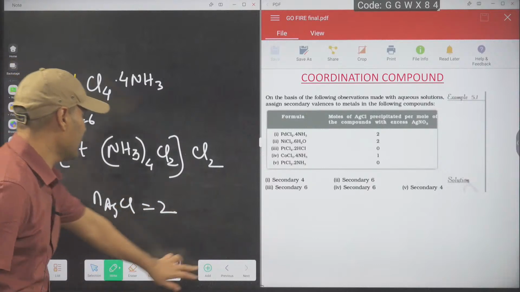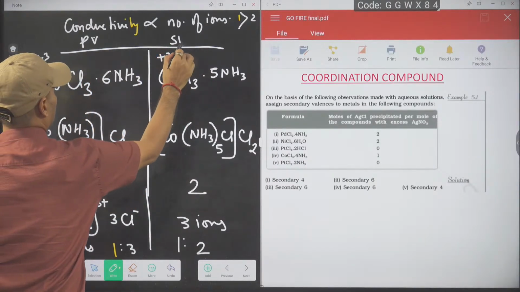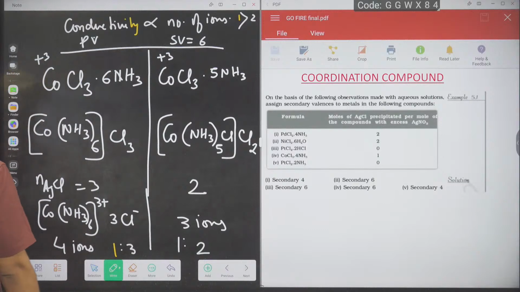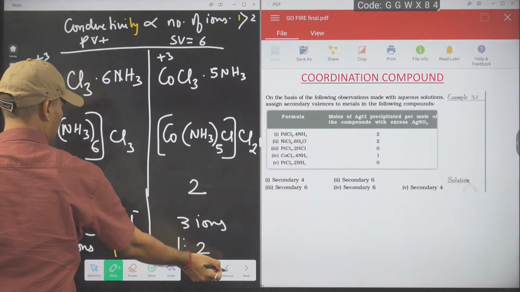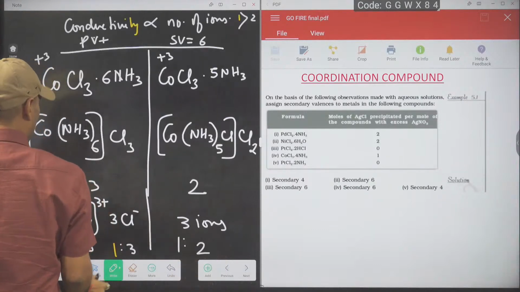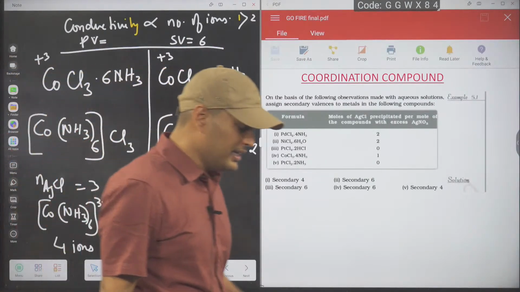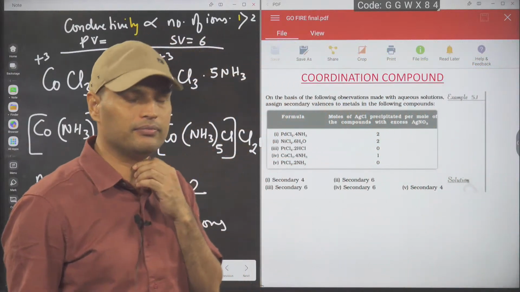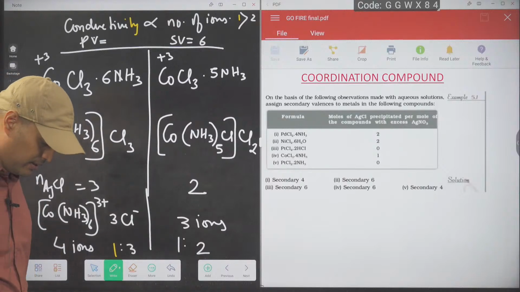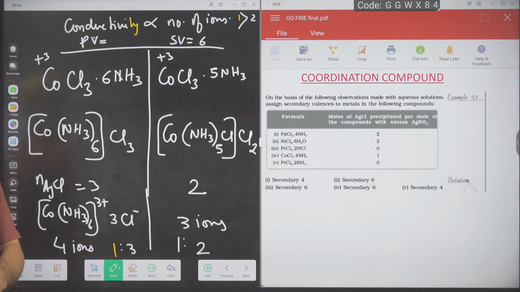So you can say moles of AgCl precipitated is 2. Okay, can you tell me the primary and secondary valency in both cases? Secondary valency is 6. Can you tell me the primary valency? Look carefully, quickly look here. Can you tell the primary valency in both cases? Is it the same or different?